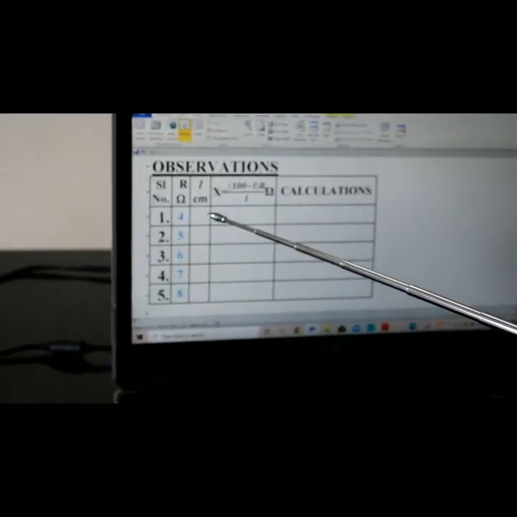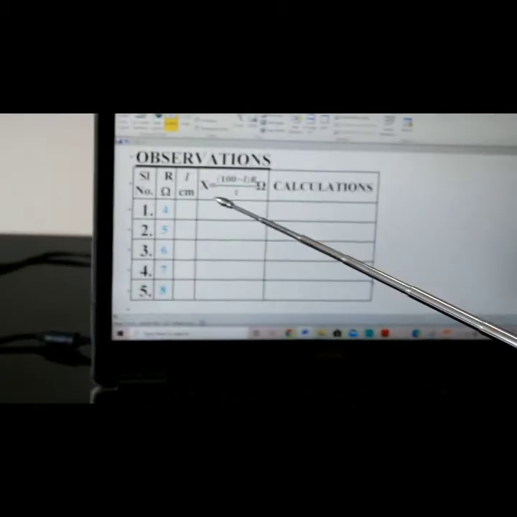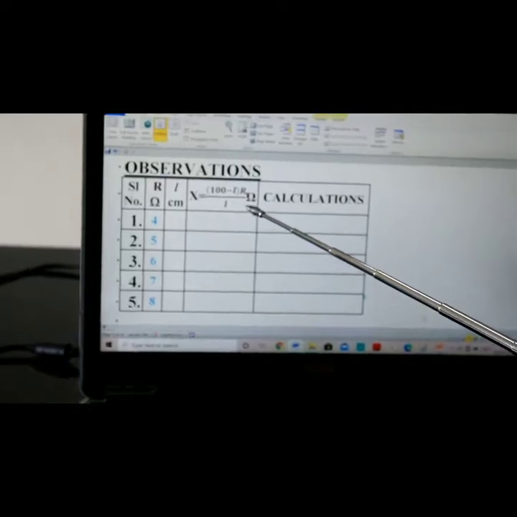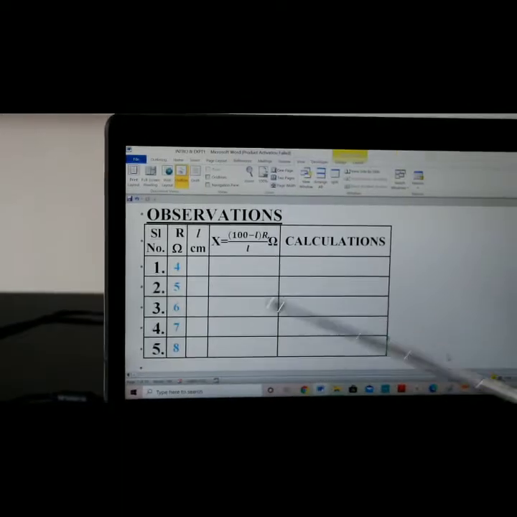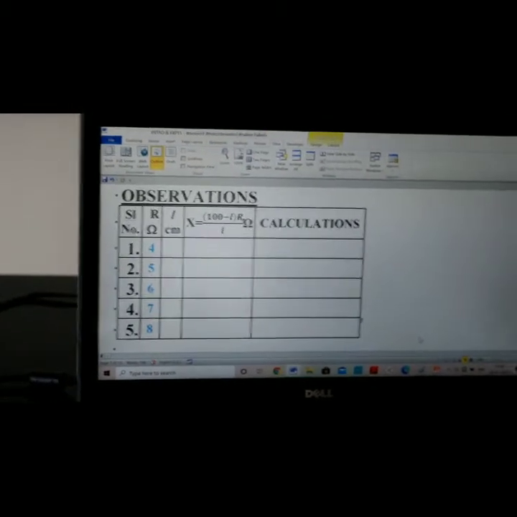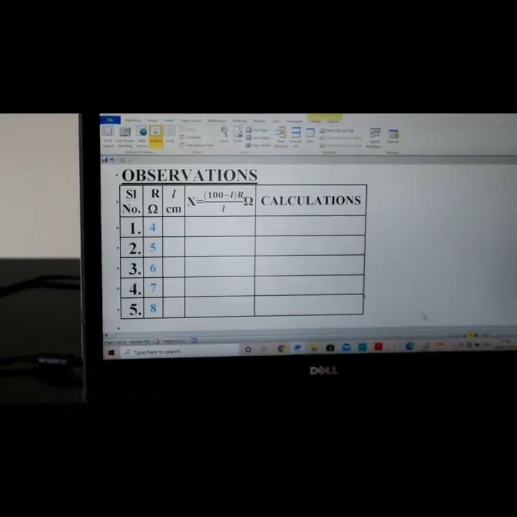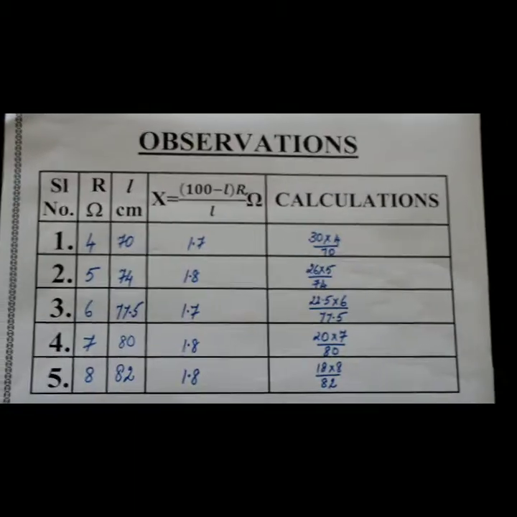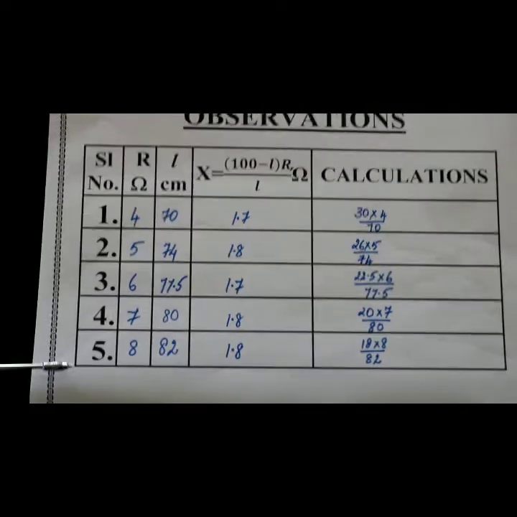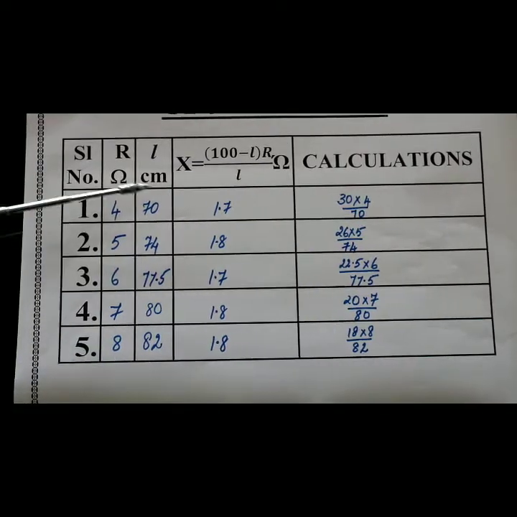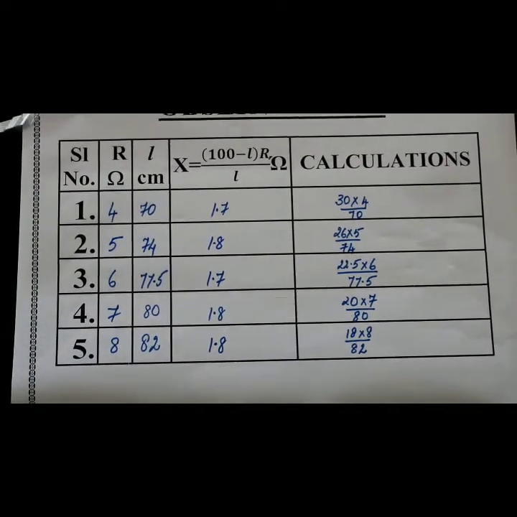Now you need to fill up the tabular column. Hope you have taken readings and filled up this column. And next you will have to find X: 100 minus L into R over L. You need to calculate these columns. You can go ahead, take 2 minutes and finish with the calculations. And then we will find the result. You could verify your observation tabular column, the R values, the L values, the X which you have got from this tabular column.